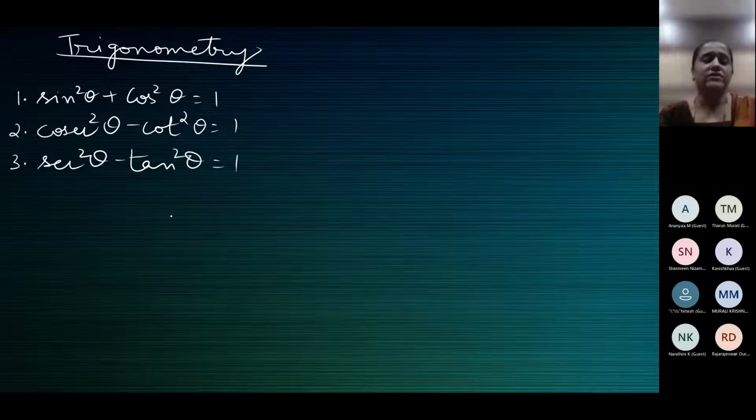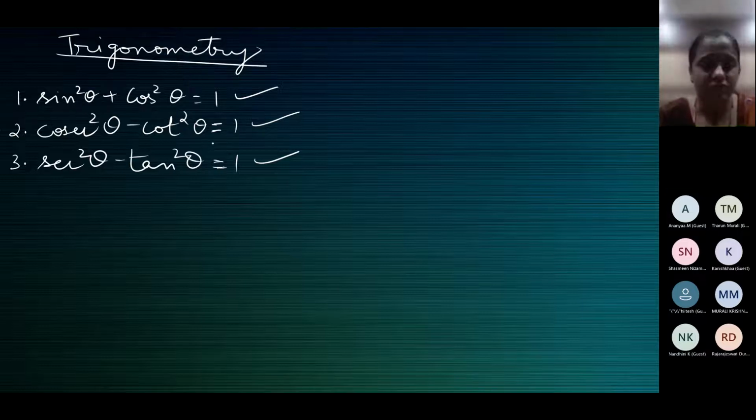I have explained everything in terms of 1. In my videos, I would have expressed everything in terms of 1. What you said is right. You said cosecant square theta is 1 plus cot square theta and secant square theta is 1 plus tan square theta. That's fine. So I just write everything equal to 1. Sin square theta plus cos square theta is 1. Cosecant square theta minus cot square theta is 1. Secant square theta minus tan square theta is 1.